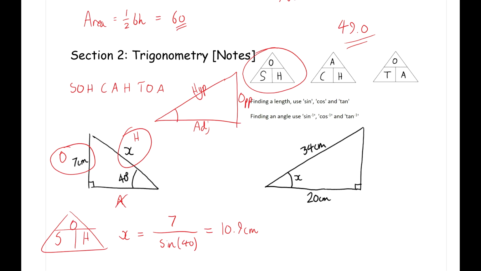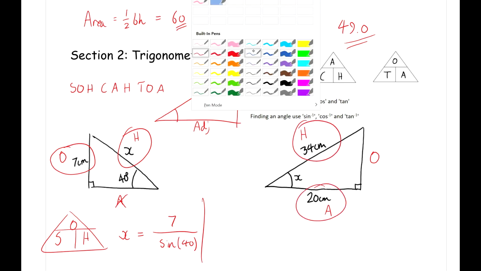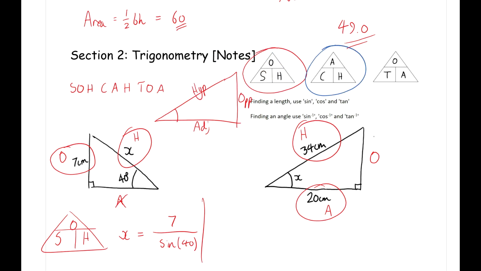Okay, on to the question on the right hand side. Let me just get rid of this for now. We'll start the same way. We're going to label our triangle. We have an angle here. So this is my opposite, this is my hypotenuse, and this is my adjacent. In this question, we have the hypotenuse and the adjacent. Let me just change colour quickly. So therefore, we want to be using K because that has A and H in it.